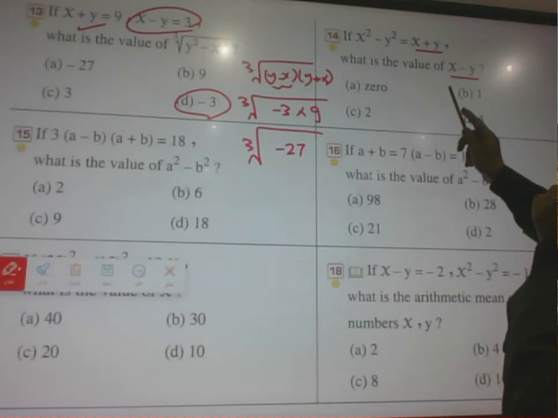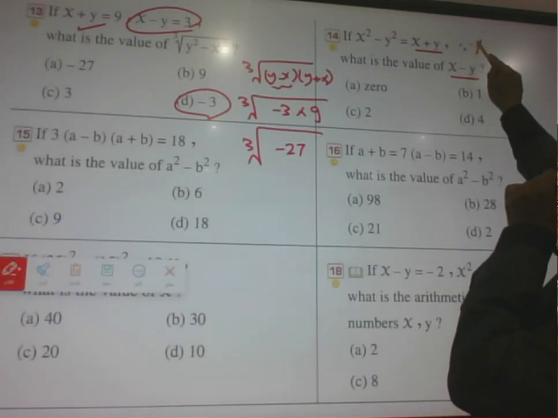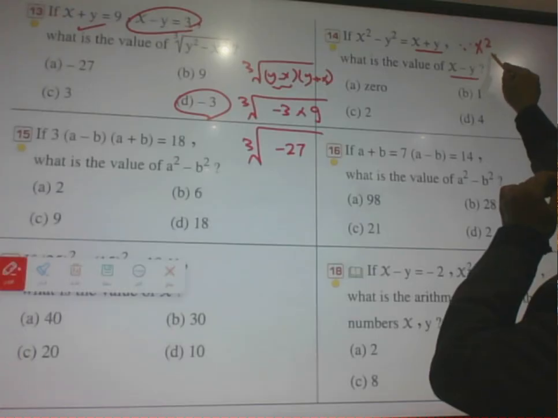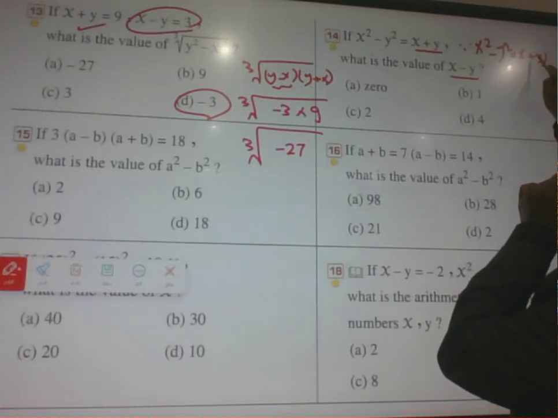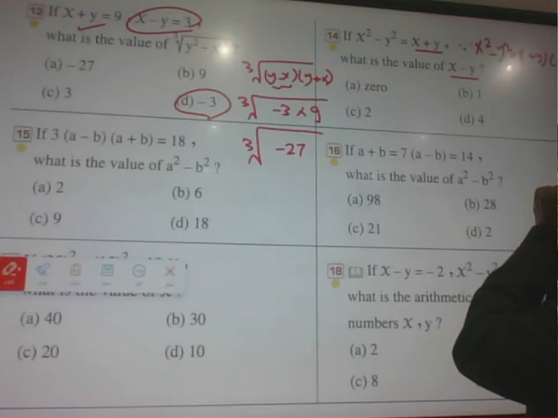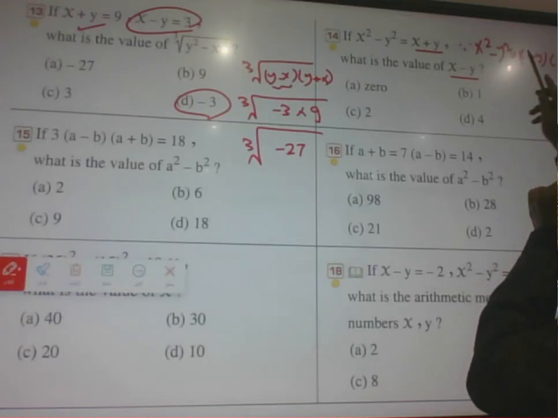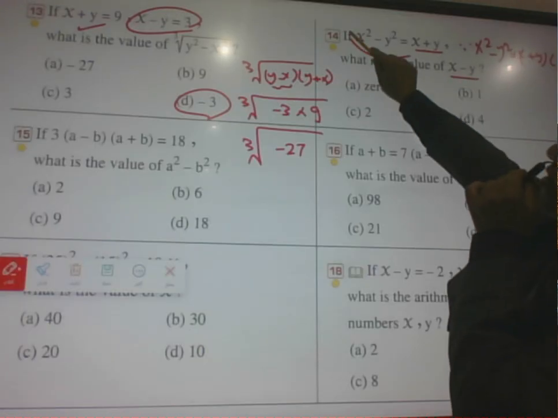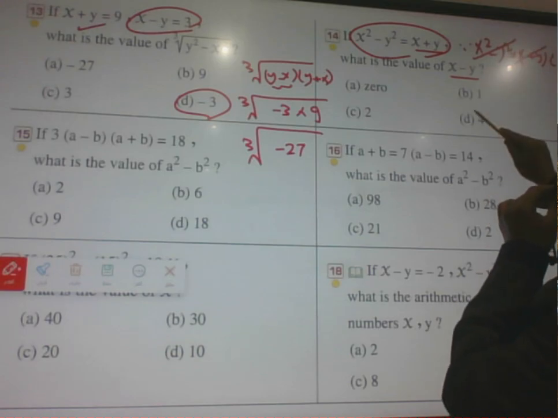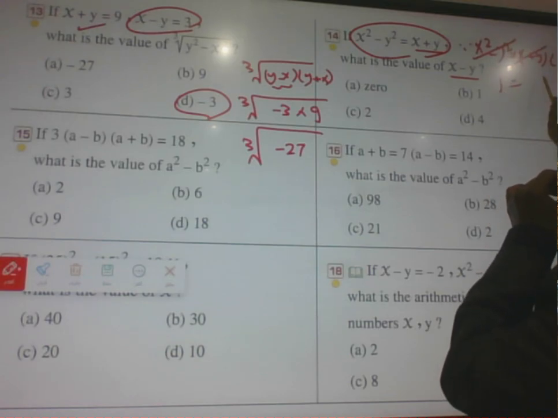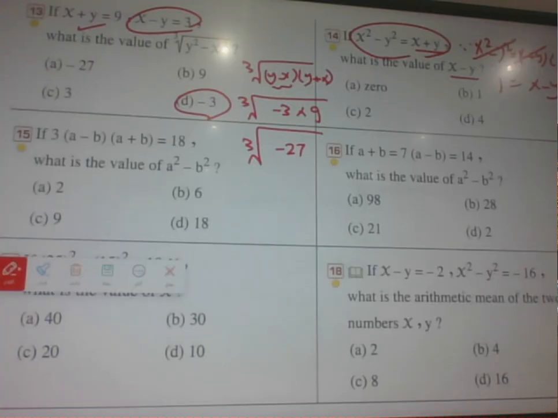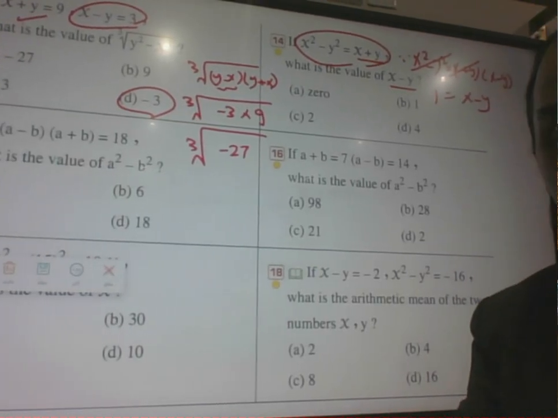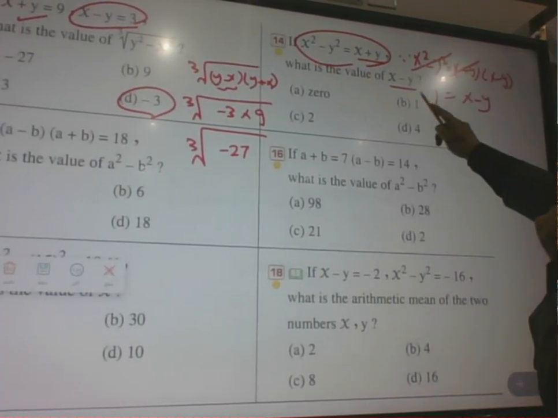We can factorize the expression, right? Such that x power 2 subtracted by y power 2 equals, we can factorize, x plus y product by x minus y. He gives me this information, they are equivalent. Then we can simplify it by dividing to each other. Okay, the result will be x minus y. It will be 1. Means the value of x minus y will be 1.